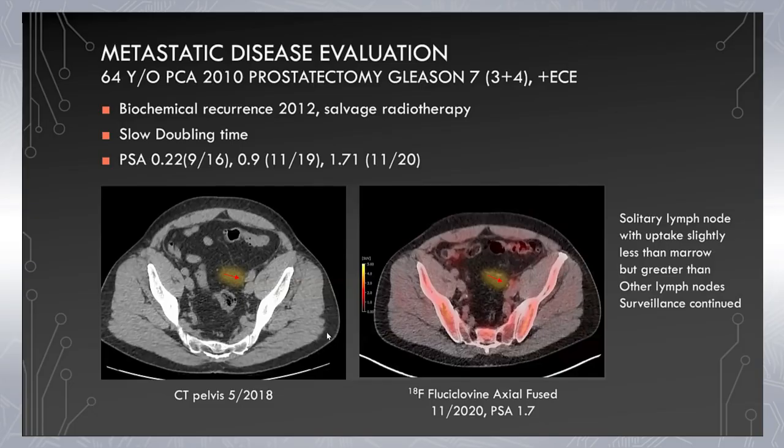I'm just showing you as a comparative CT scan of the pelvis in May of 2018, a subtle small lymph node in the left iliac chain. And this patient then went on to have a fluciclovine PET in 2020. PSA at that time was 1.7. And in that 2020 study, we see that there's a focal area of increased radiotracer uptake within that left pelvic lymph node, slightly greater than marrow and greater than other lymph nodes, and suspicious for neoplastic disease.